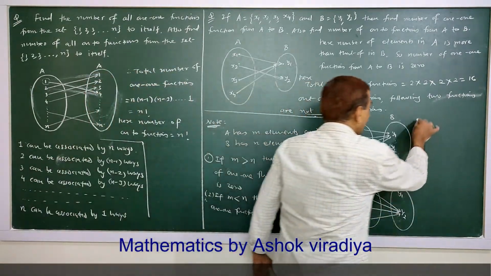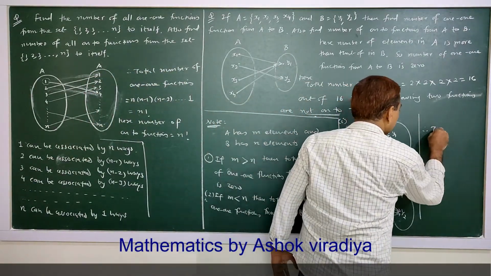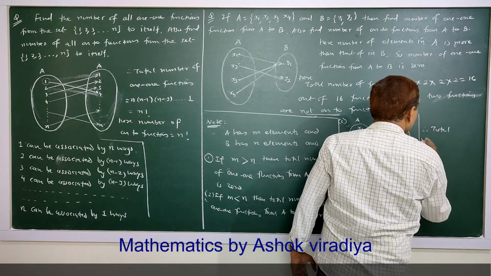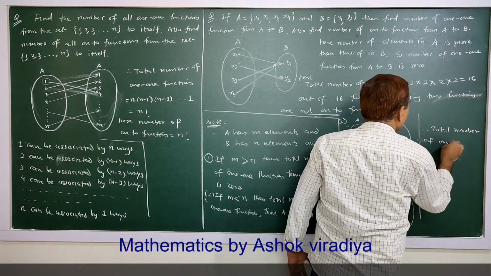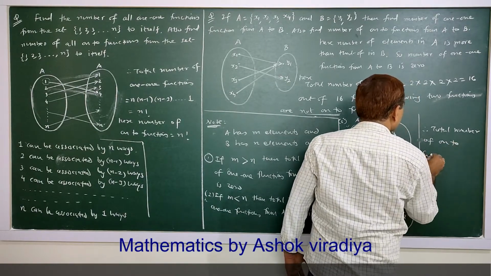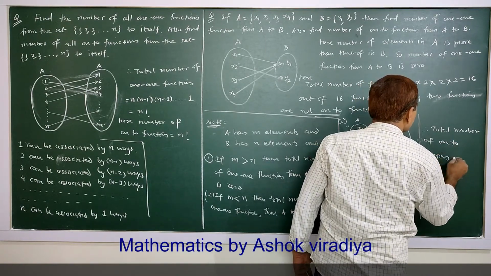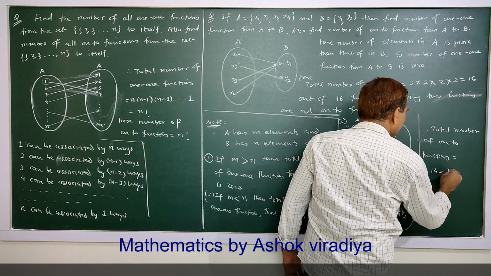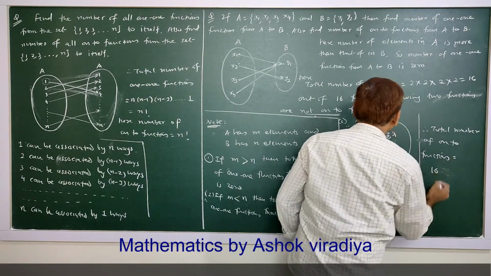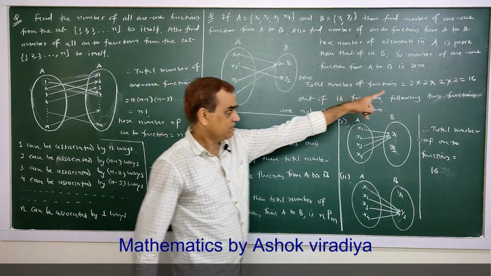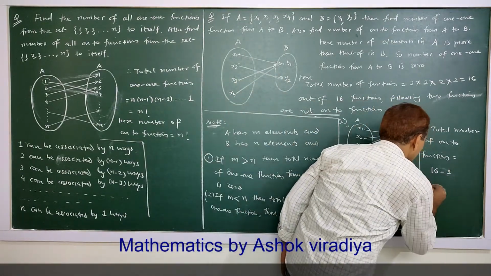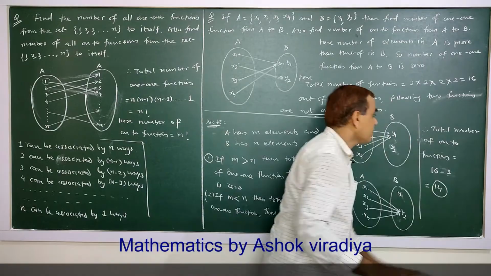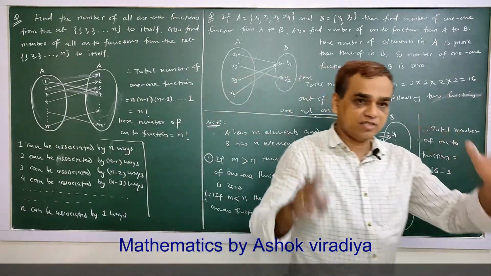So the total number of onto functions is equal to 16. Total functions are 16. Out of 16, exclude these two. So the remaining 14 is the total number of onto functions.